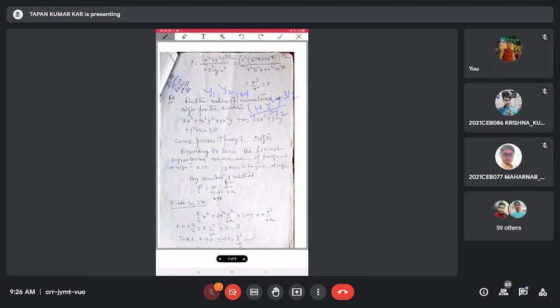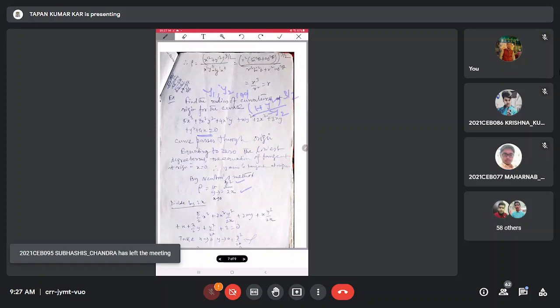First, look at this: the curve passes through the origin. Now what you have to do is find the lowest degree term. The lowest degree term is 4x. If the lowest degree terms were 4x plus 3y, then you would take 4x plus 3y, but here it is just 4x. So x equal to 0, which means the y axis is the tangent, and the formula is y square by 2x. If the x axis is the tangent, then it is x square by 2y.